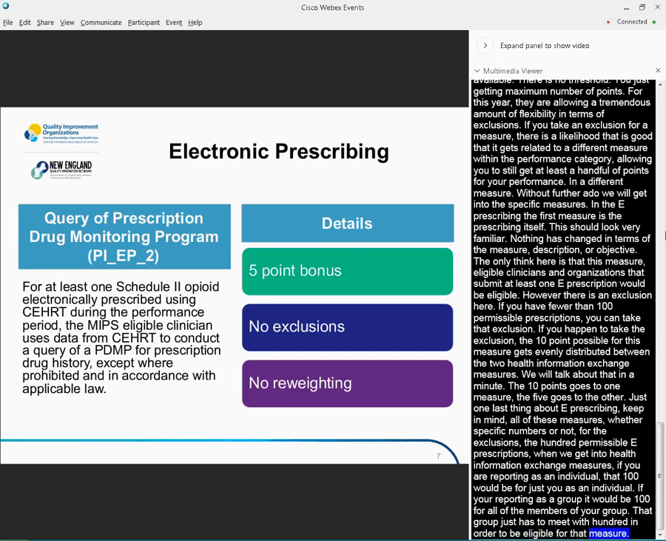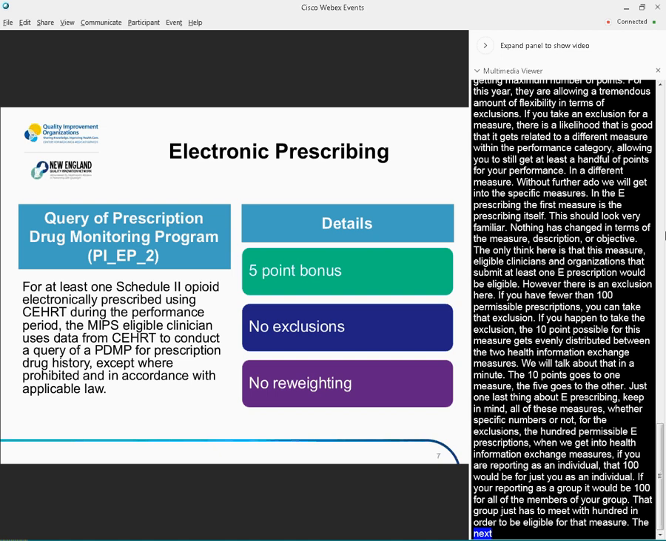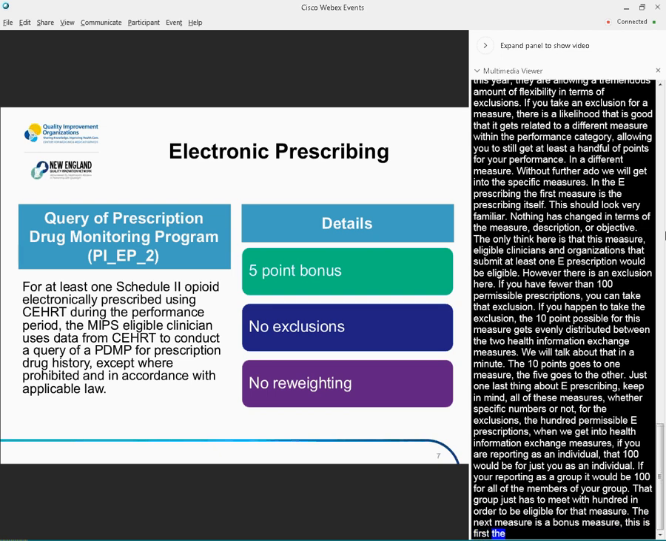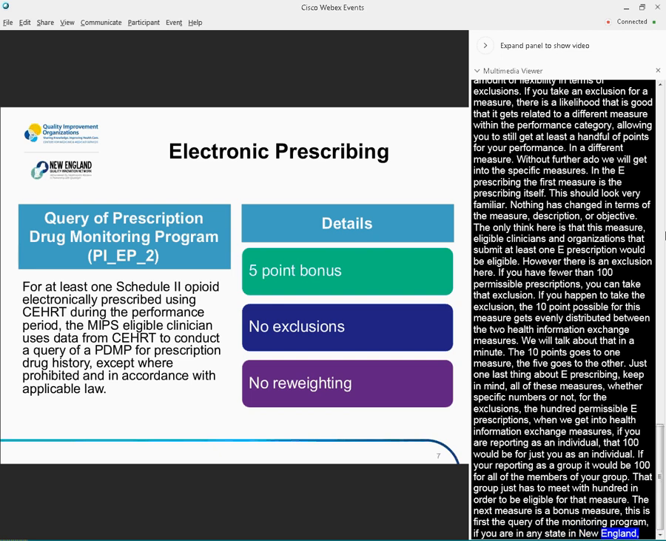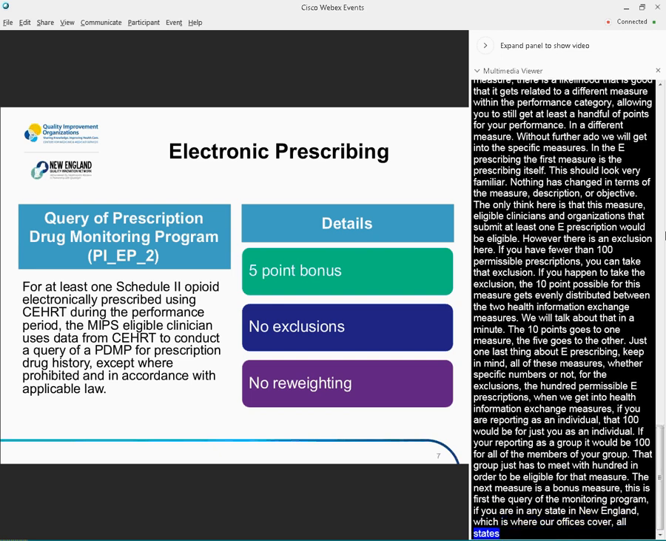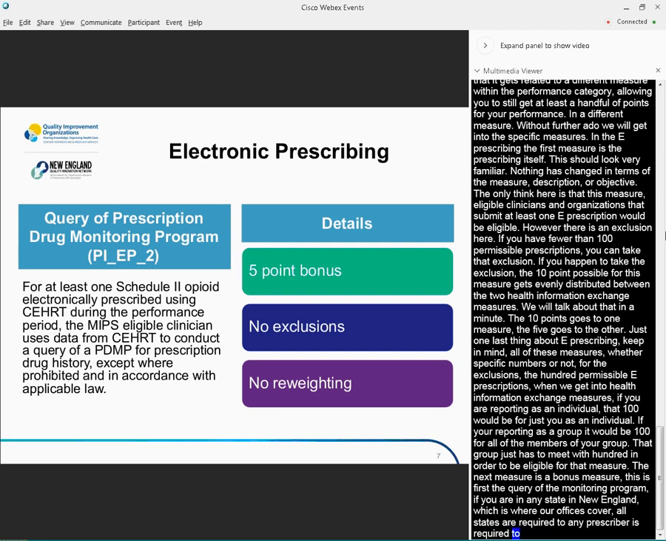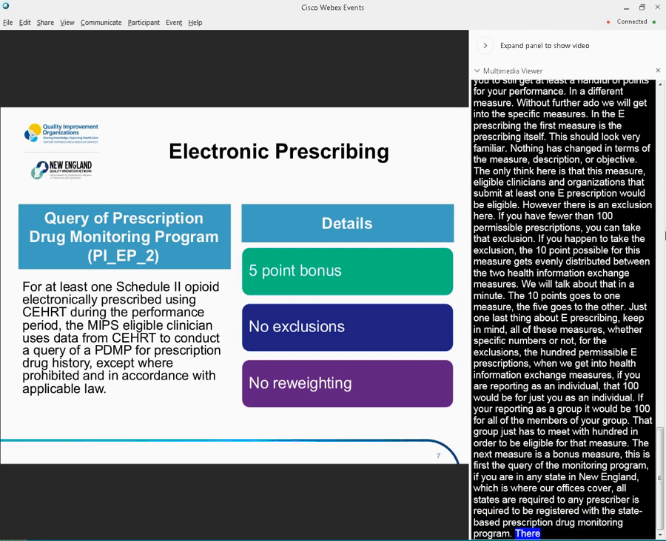Okay. So the next measure in the electronic prescribing objective is actually a bonus measure. This is first the query of the prescription drug monitoring program. If you are in any state in New England, which is where our offices cover, all states are required, any prescriber is required to be registered with the state-based prescription drug monitoring program. They're all different names. In Massachusetts, it's the MassPAT. I'm not sure what the other states call them, but anyway, you have to be registered.